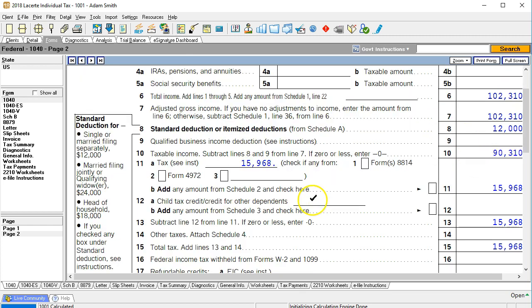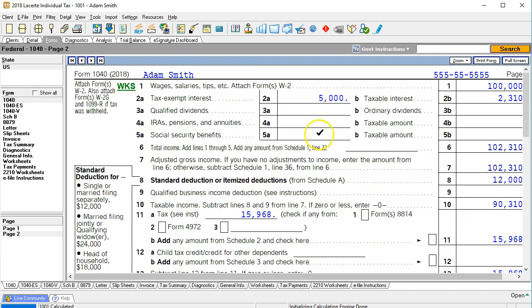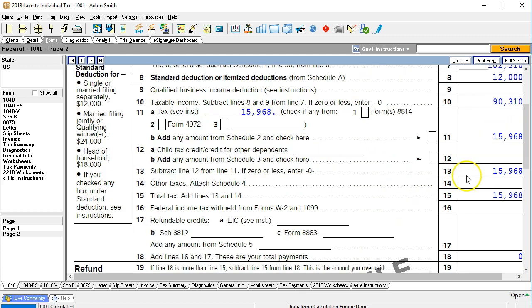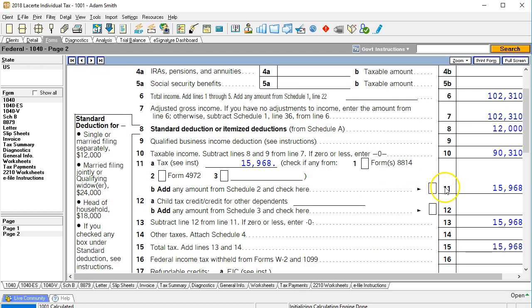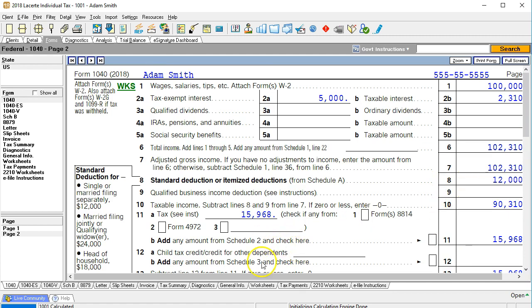We could see also that the total tax remains the same as we saw in the prior example. 5,000 is obviously an extreme amount for most people for tax-exempt interest, but it just gives a good example to see that there's no effect on the taxes from the inclusion of that tax-exempt interest.